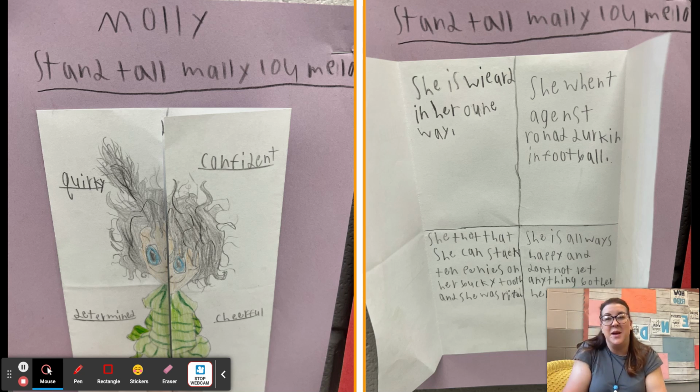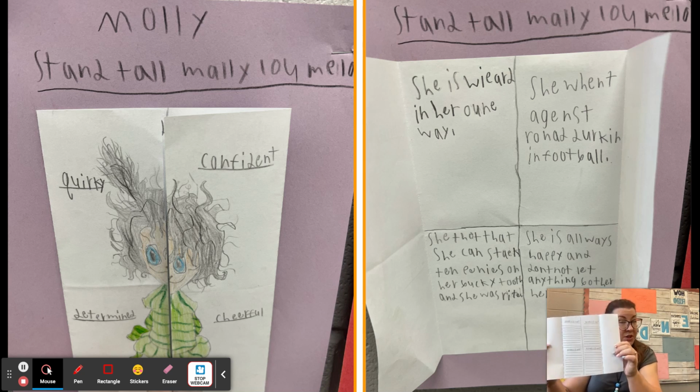So, for this example, we have Stand Tall, Molly Lou Melon. On the outside, we have Molly Lou Melon in the middle where the character has been drawn. And this particular person said that Molly Lou Melon is quirky, confident, determined, and cheerful. Well, then on the inside, they're going to open this up and they wrote down examples of how she was quirky, confident, determined, and cheerful. That's what you're going to do on yours.